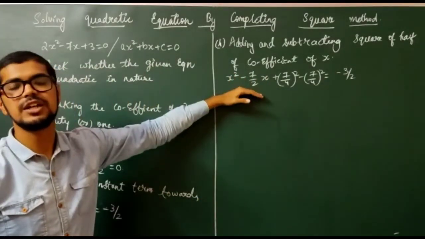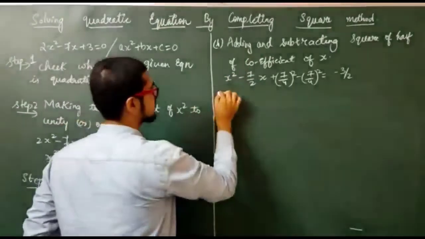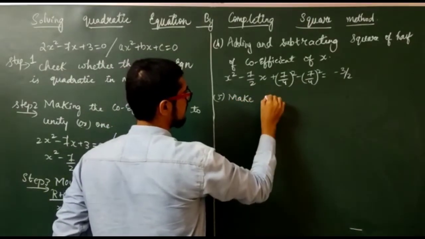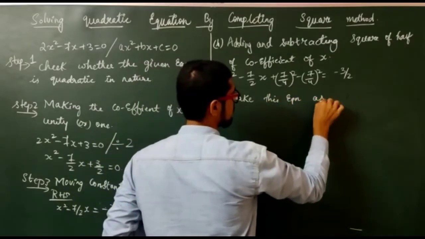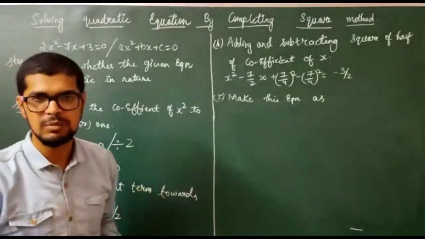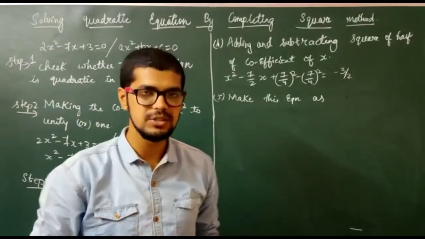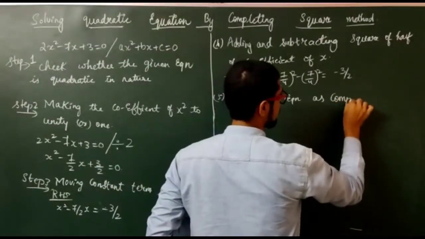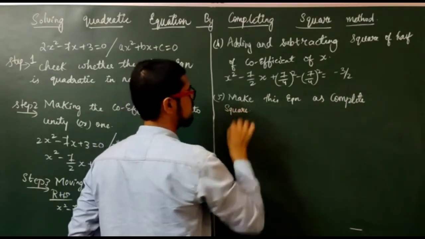Now we have completed 4 steps. What will be my next step? My next step is, I must make this equation as completing the square. Make this equation as complete square. What is the meaning of complete square here? Complete square in the sense it is a plus b whole square or it is a minus b whole square. So make this equation as complete square.